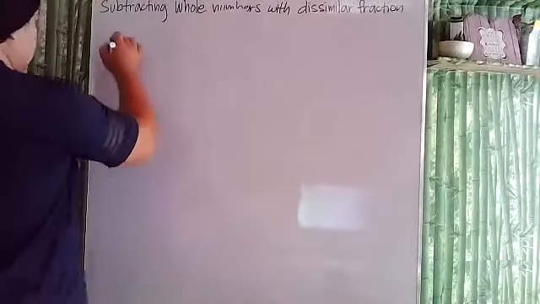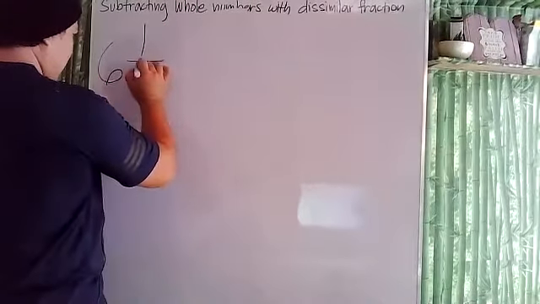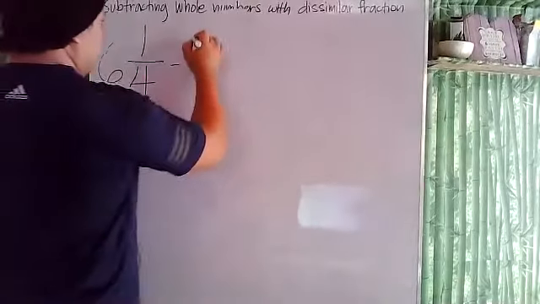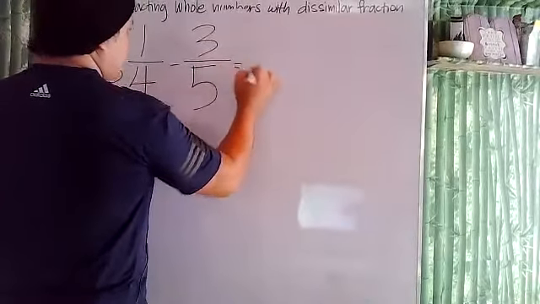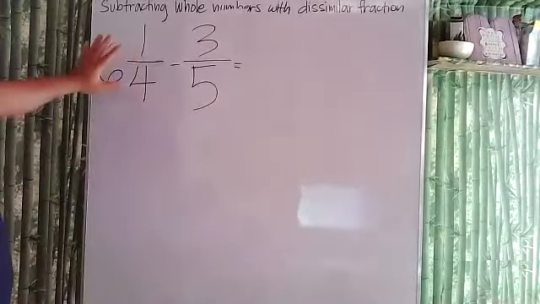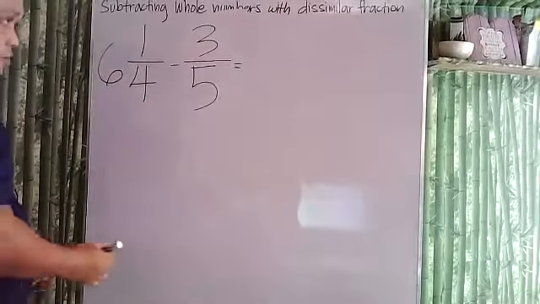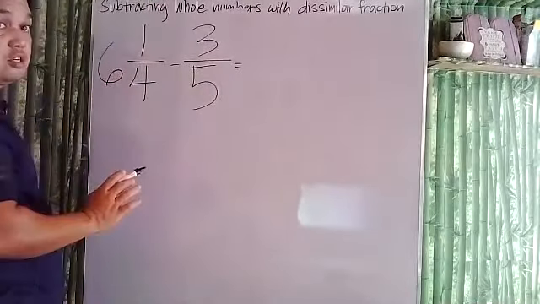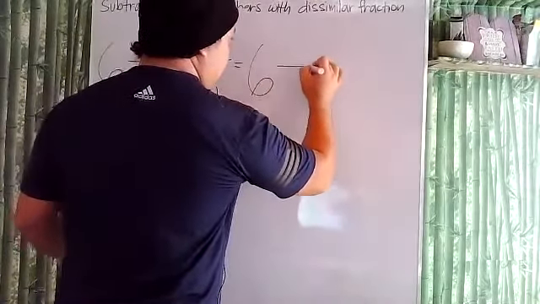That is 6 1/4 minus 3/5. Okay, we are now subtracting a mixed number with a fraction that are dissimilar with each other. So how? First is change the dissimilar fractions into similar. How? By finding their LCD.